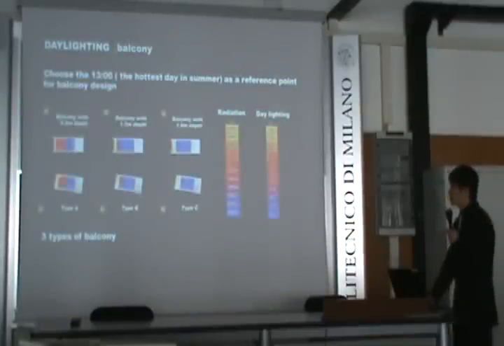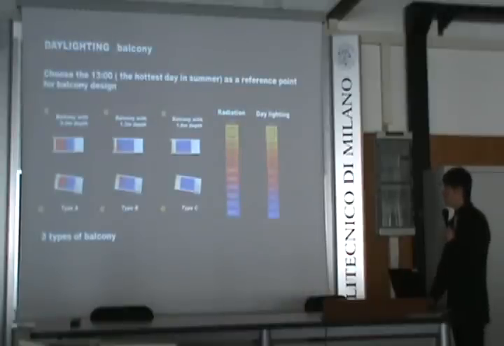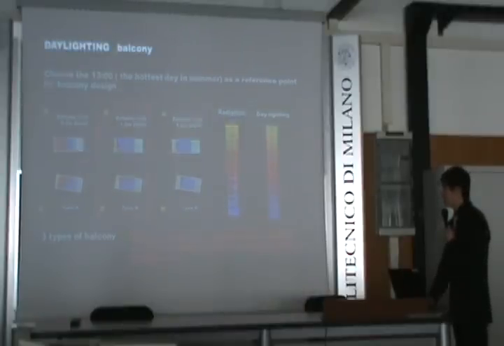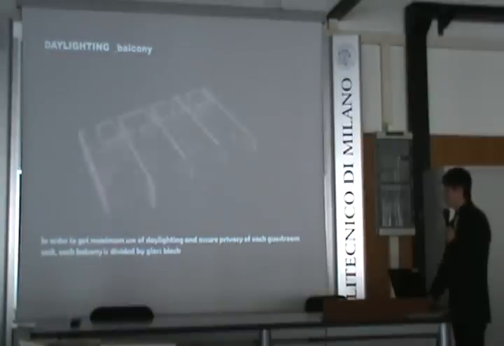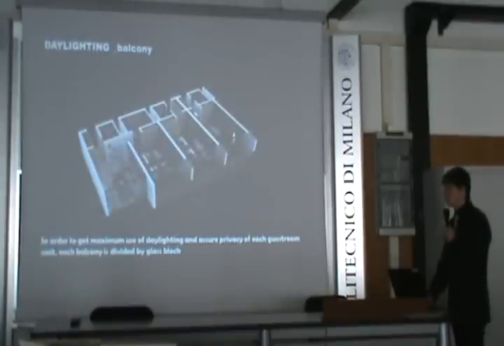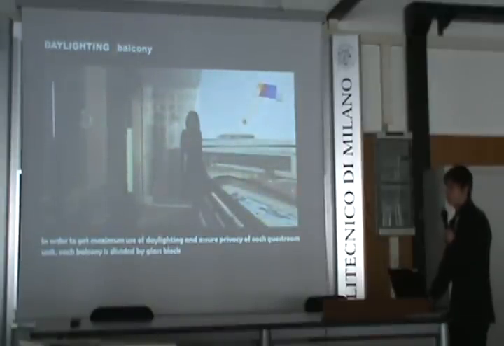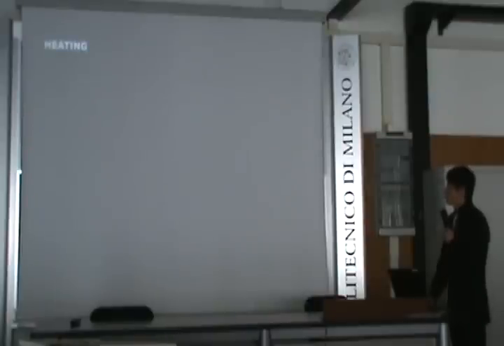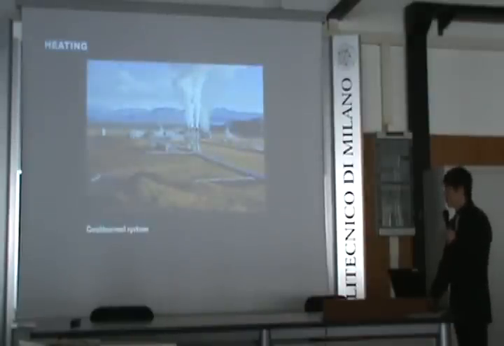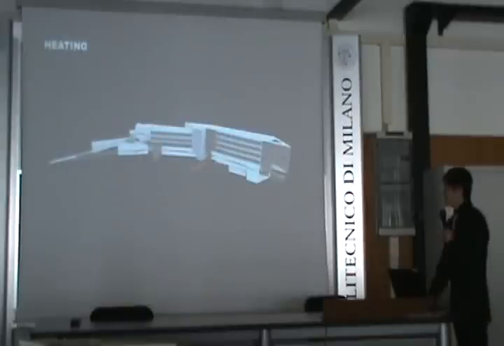After comparing 3 types of balcony dimension, I found type B is the best solution. Then I also use glass blocks to divide each unit of balcony space. The function of the glass block is translucent, not transparent. You can understand it from this image. Then for the heating system, I will choose the geothermal system according to the local energy resources in Libre. Also, I choose the hotel volume for the design example.